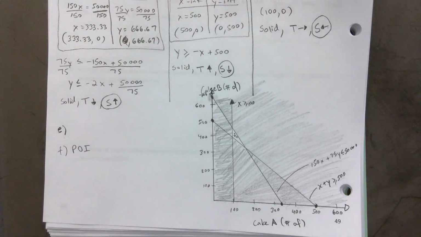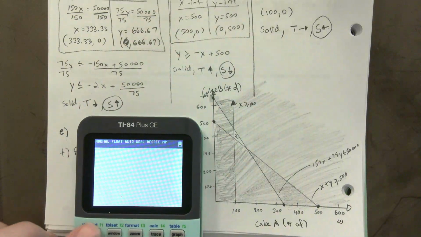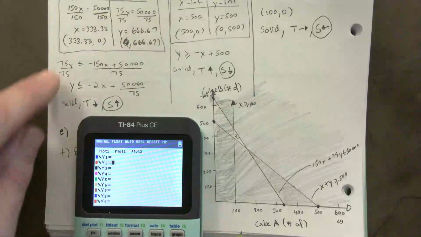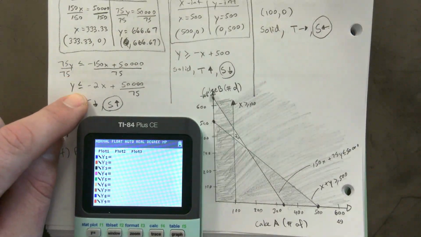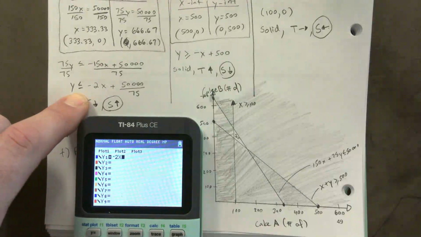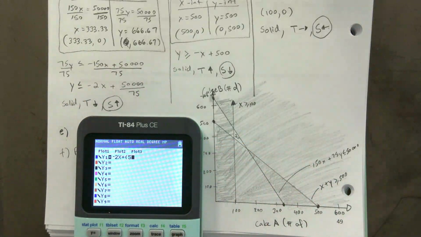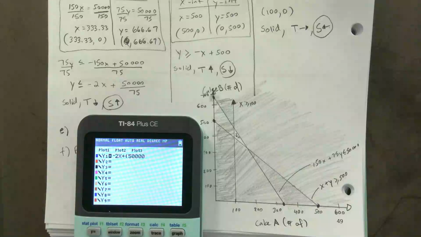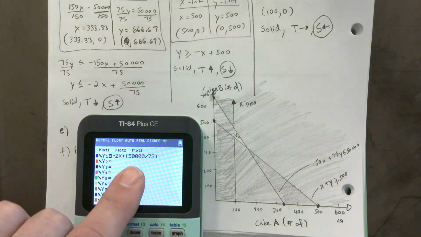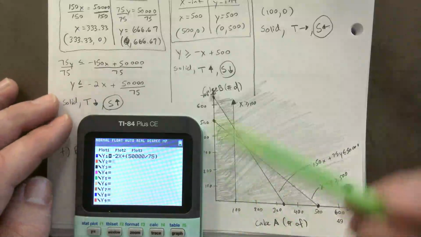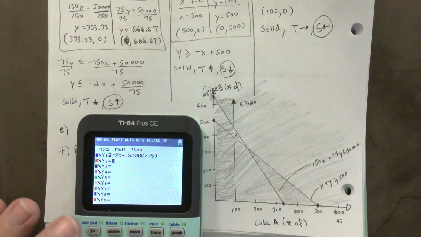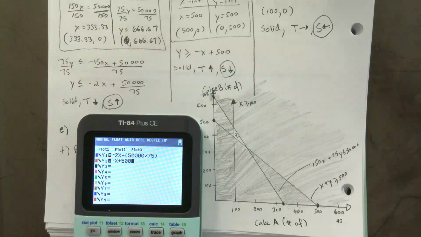Grab your calculator. Two marks on the line here. So I'm going to go to y equals and enter one at a time. So this is negative 2x plus, watch this, right? The y-intercept, I keep it as a fraction. Just enter it with brackets like that. And then you've got negative x plus 500.